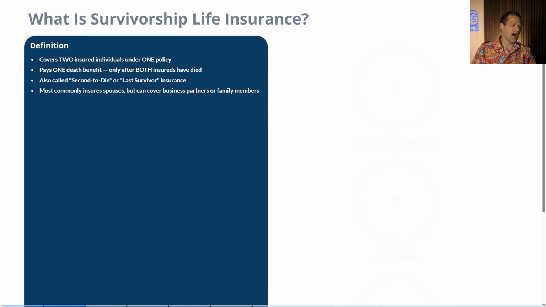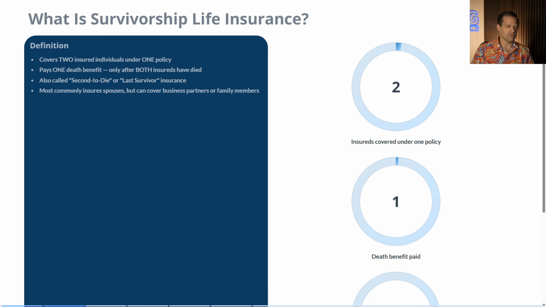So what is survivorship life insurance? It's a policy that covers two insureds under one policy. It pays one death benefit, but only after both insureds have died. It's commonly called second to die or last survivor insurance as well. And most commonly, it's going to insure two spouses, but it can also cover business partners or family members.